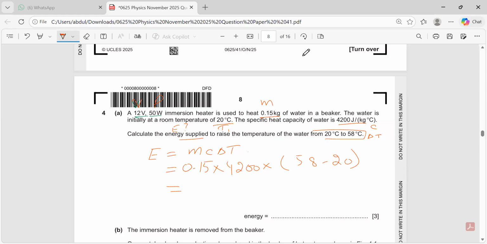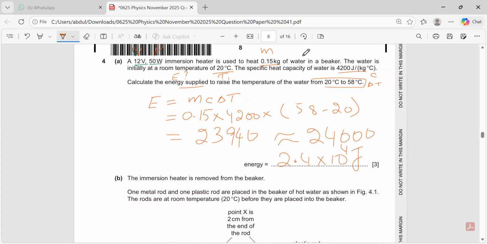When I'm doing it, 23,940. So I can round it off to 24,000. Or we can write 2.4 times 10 raised to power 4 joules.